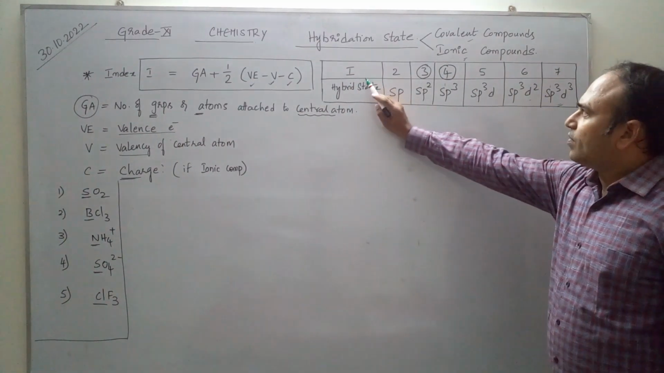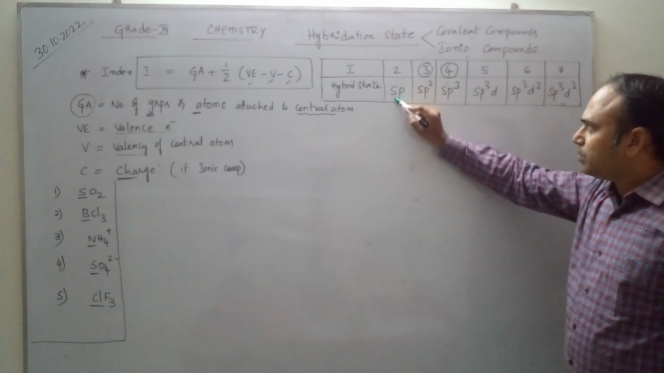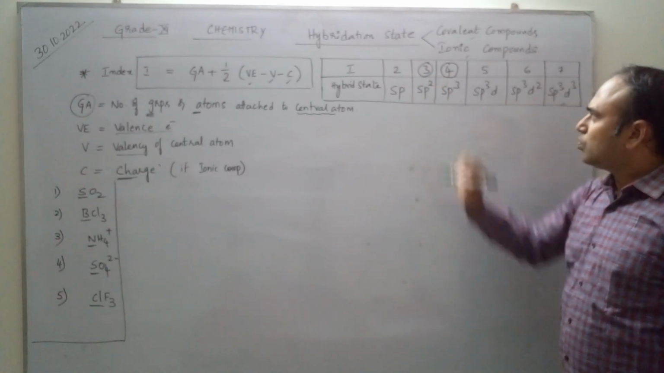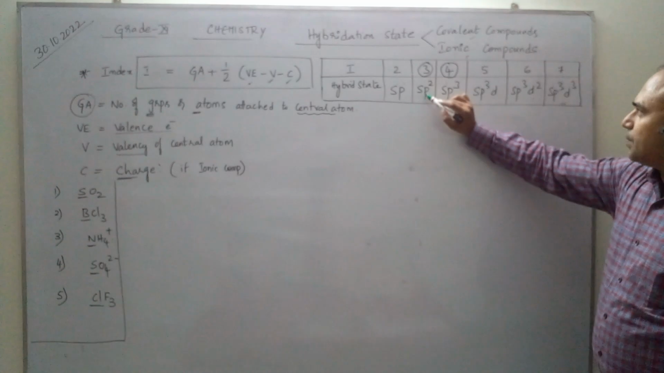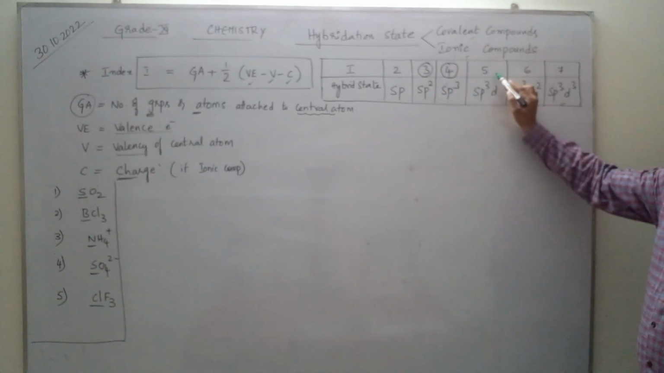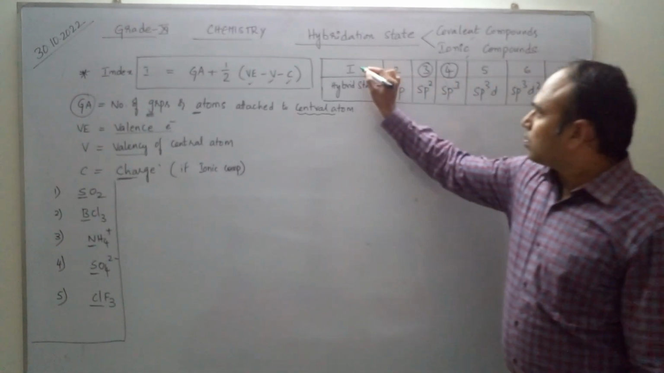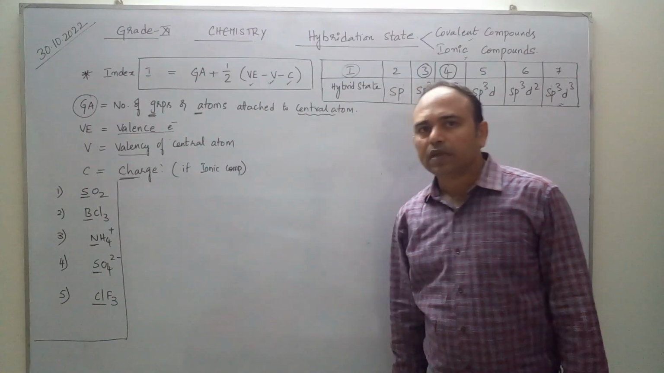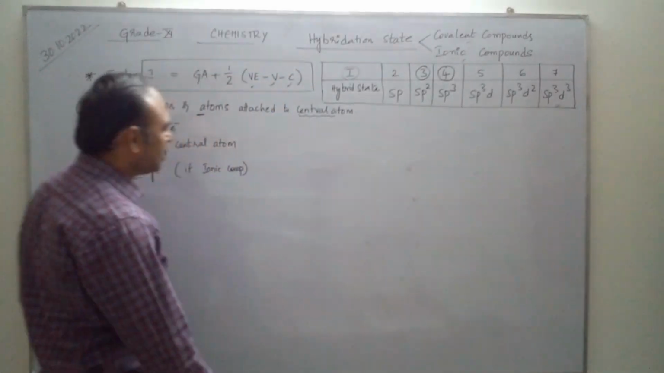Now what is the value of I here? If the value of I is 2, hybridization will be sp. Very easy, 1 plus 1 is 2. Next, if the value of I is 3, it is sp2. If it is 4, sp3, 5, sp3d, and so on. If you know the value of I for the respective atoms, then you can easily identify the hybridization. Now let us calculate one by one.